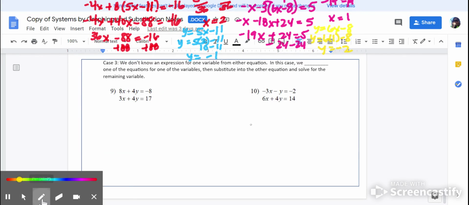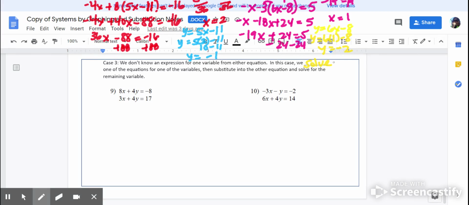Finally, in our last scenario, we don't know an expression for one variable from either equation, so in this case, we solve one of them for one variable, and then we're going to take that and substitute it into the remaining. So I want to make a good choice here. I could use a second equation, but if I look, 3 will not go into 17 equally, nor will 4 go into 17 equally.